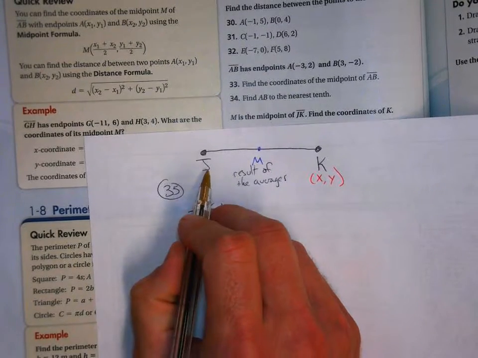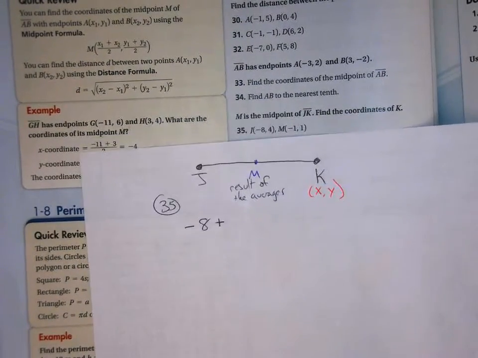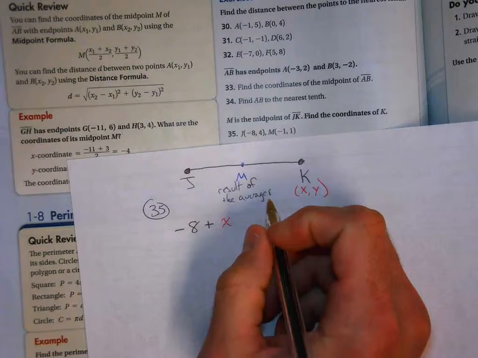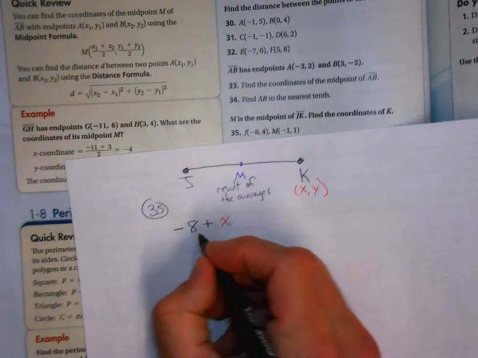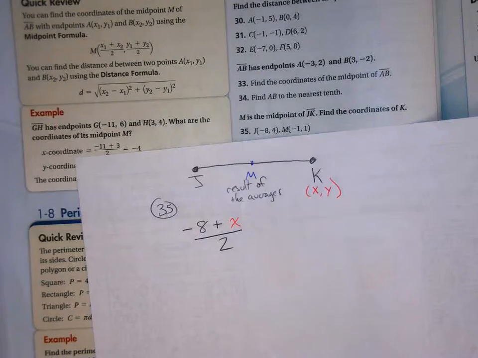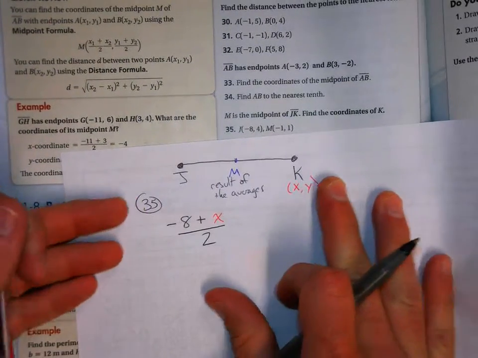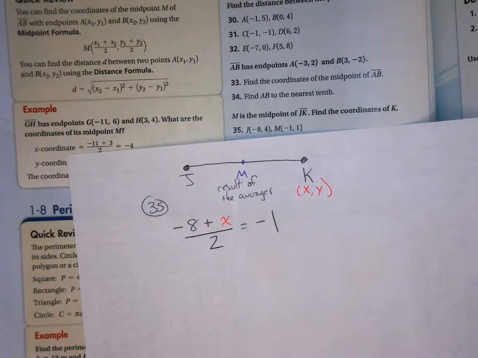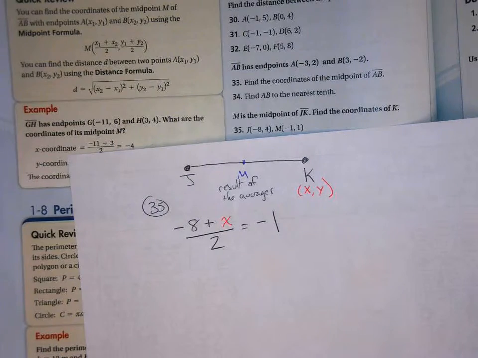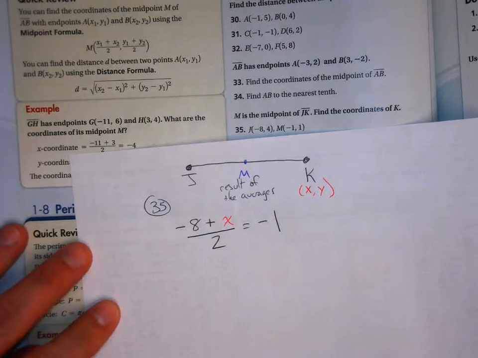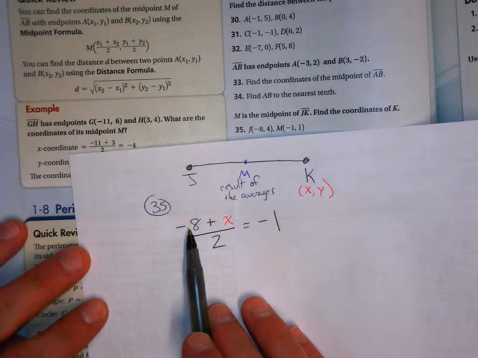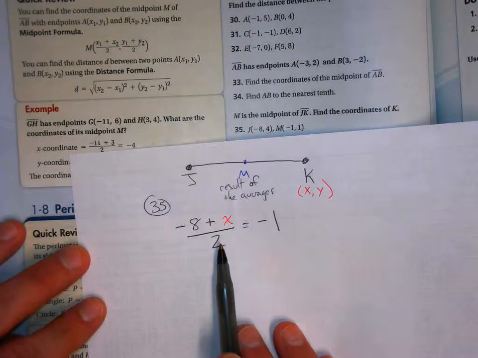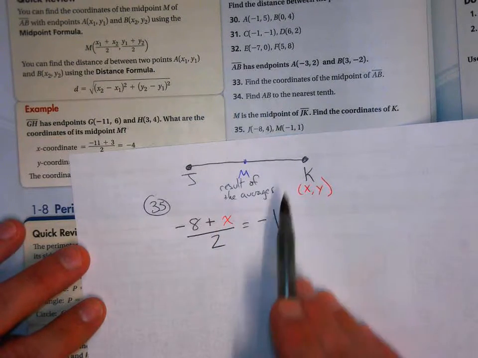So we have the x-coordinate of J, which in number 35 is negative 8, and the x-coordinate of K, which we don't know, so we'll call it x, and we divide that by 2, we're going to get the x-coordinate of M, which is negative 1. Holy mackerel. We just made an equation. Mind blown. Bam! So we have to understand this is what's happening. We found the x-coordinate of J, the x-coordinate of K we don't know. Divide that by 2, the average x, and we get the x-coordinate of M. Okay, so you see what's happening here.